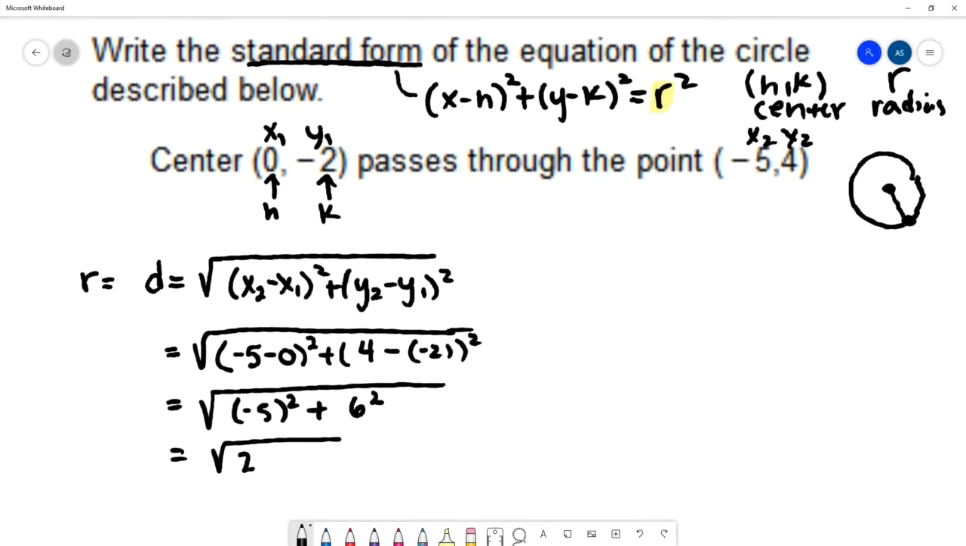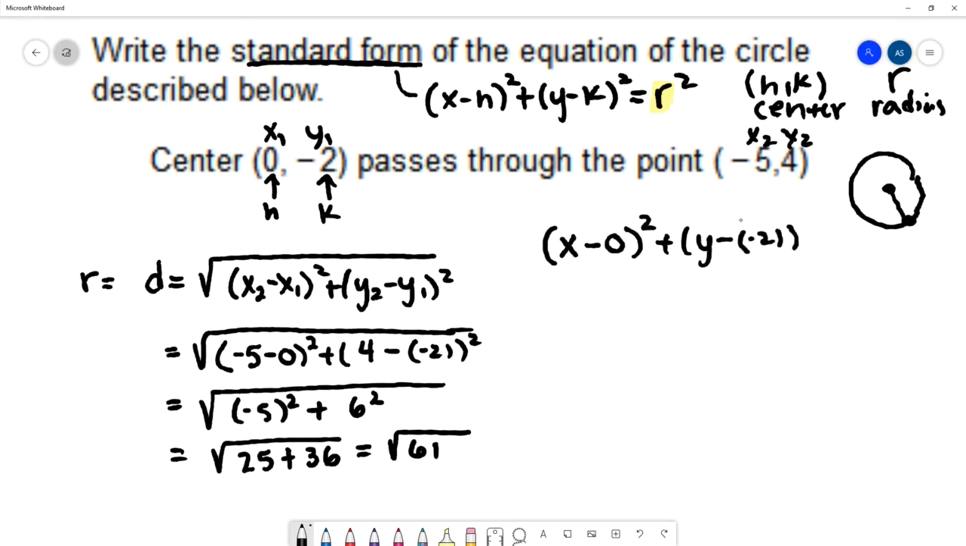So that's the square root of 25. -5 squared is 25. 6 squared is 36, so we have the square root of 61. And I don't think we can break that down anymore. But now we have the radius of the circle, and we can substitute into our standard form. That's going to give (x minus 0) squared plus (y minus negative 2) squared equals the square root of 61, squared.